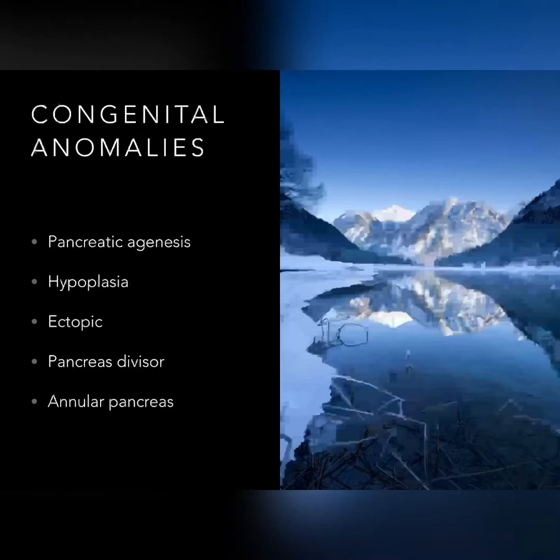Now let's go to the disorders of the pancreas. When we talk about the disorders of the pancreas, first we are going to consider the congenital anomalies of the pancreas. There are 5 types of congenital anomalies which I am going to discuss in this video, which are pancreatic agenesis, hypoplasia, ectopia, pancreatic divisum, and annular pancreas.